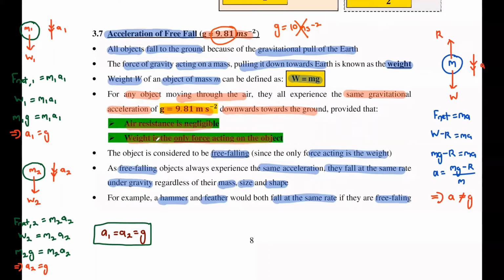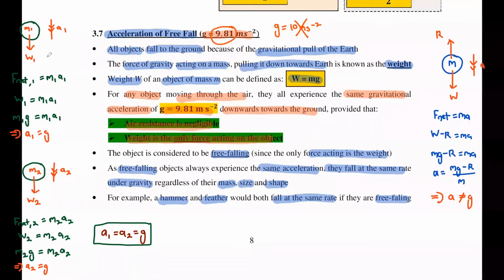You might be thinking that if there are two objects of different masses that are falling, the object with the higher mass ought to be falling faster, because a higher mass means a higher weight, and a higher weight in turn means a higher force pulling the object down. So it ought to be falling faster, it ought to have a higher acceleration, but this is not true. If the weight is the only force acting on the objects, then both objects would always experience the same acceleration of g, regardless of their mass, regardless of their weight.